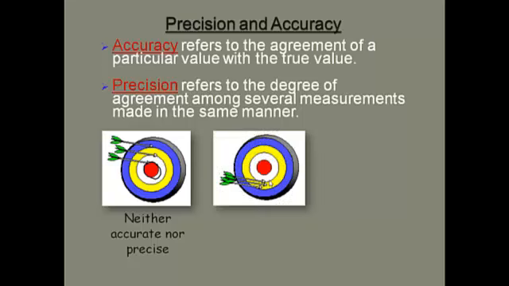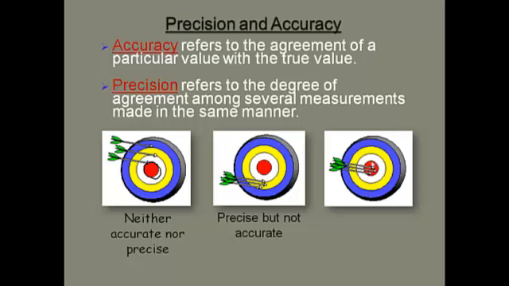In this example, the archer shoots all 3 arrows right in the same area of the target. So they've got precision to their shot. They're hitting the same spot every time. However, they're not accurate because they don't hit the bullseye. Finally, our last shooter actually hits all 3 arrows right in the bullseye, close together on the mark. So these shots are both precise and accurate.